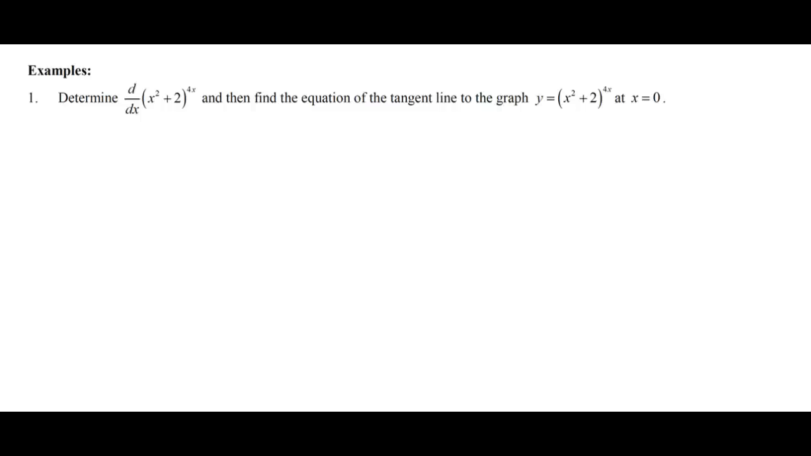Okay. Examples. Determine d by dx of x squared plus 2 to the power of 4x, and then find the equation of the tangent line to y equals x squared plus 2 to the 4x at x equals 0. So this would be a good written response question, right? The first part of this might just be determine the derivative of x squared plus 2 to the 4x, and you got your 4 choices, right?